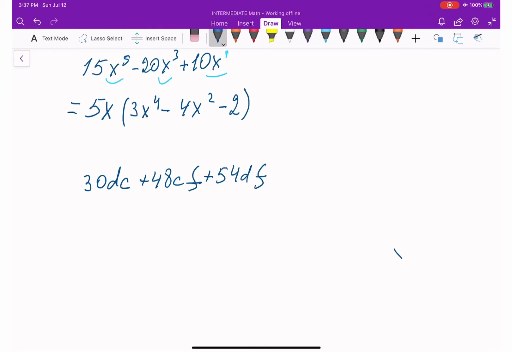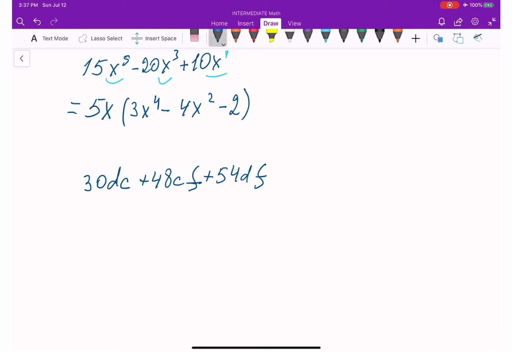Let's see, between 30, 48 and 54, what is going to be the biggest one? They all three are even numbers, which means they can be divisible by 2, right? But we want the greatest common factor. So what is the number that all three numbers we can divide by? If you think about it, or if you know, that's great. If not, then go to the GCD video. So it's going to be 6.